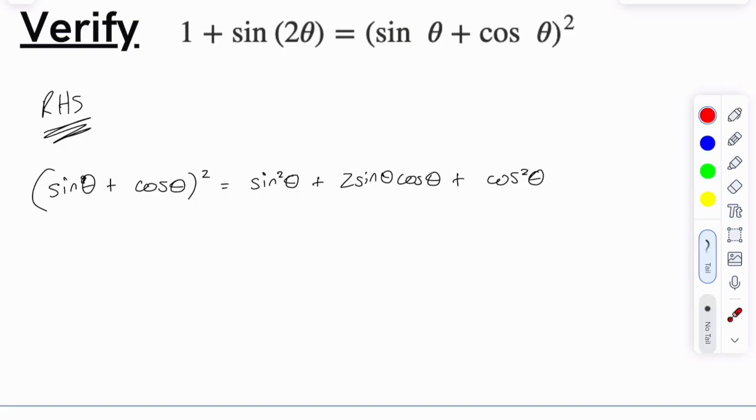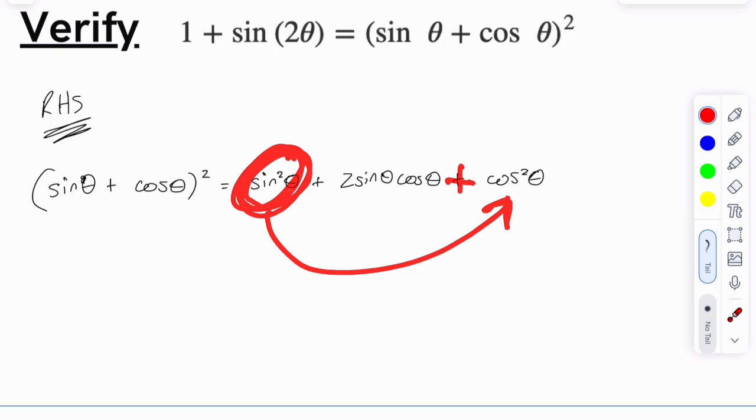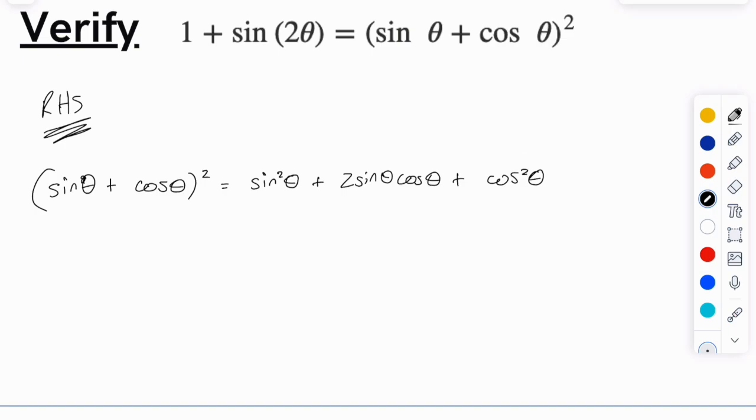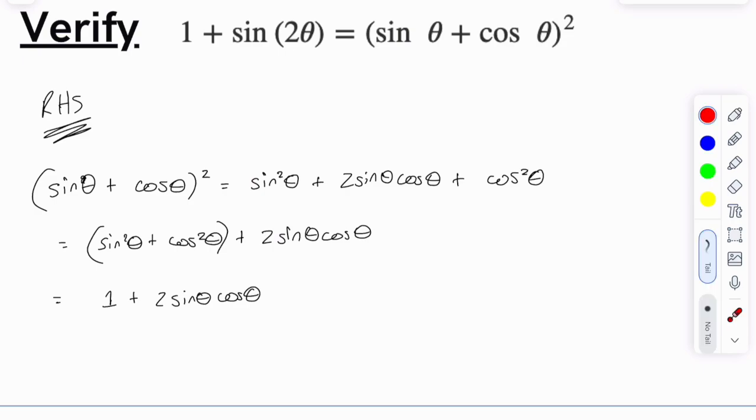Now, what does this show you? Well, what is sine squared theta when combined with plus cos squared theta? We can say that we get sine squared theta plus cos squared theta plus 2 sine theta cos theta here, which means we get 1 plus 2 sine theta cos theta. And where did you see this before?